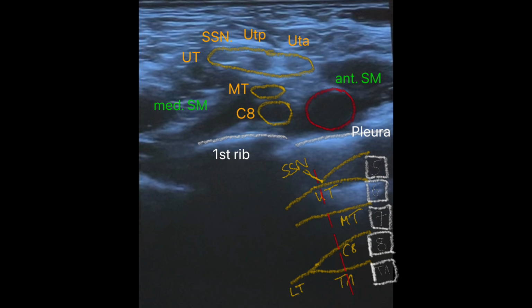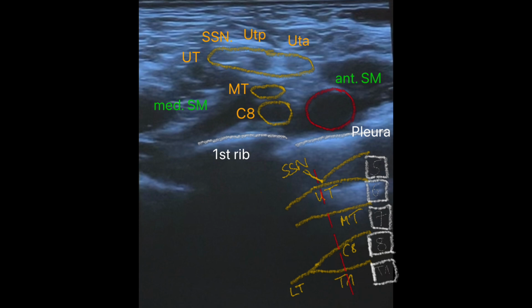The red line shows our ultrasound view. From top to bottom, we can see well the upper trunk and the suprascapular nerve. Then comes the medial trunk and C8 and T1 root that only later form the lower trunk.